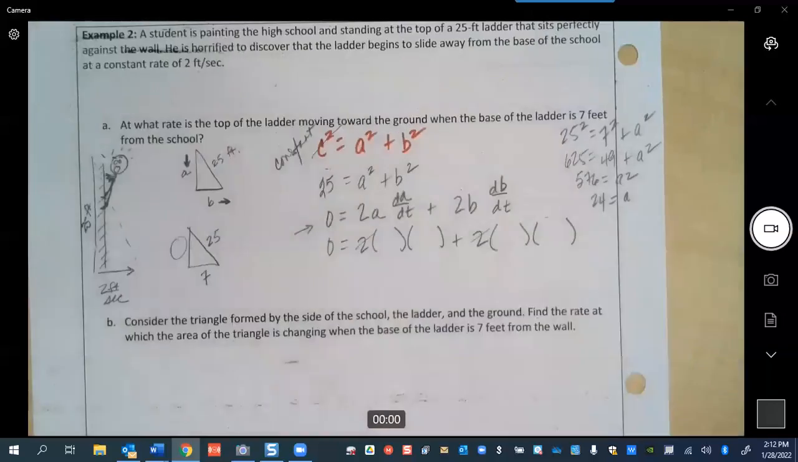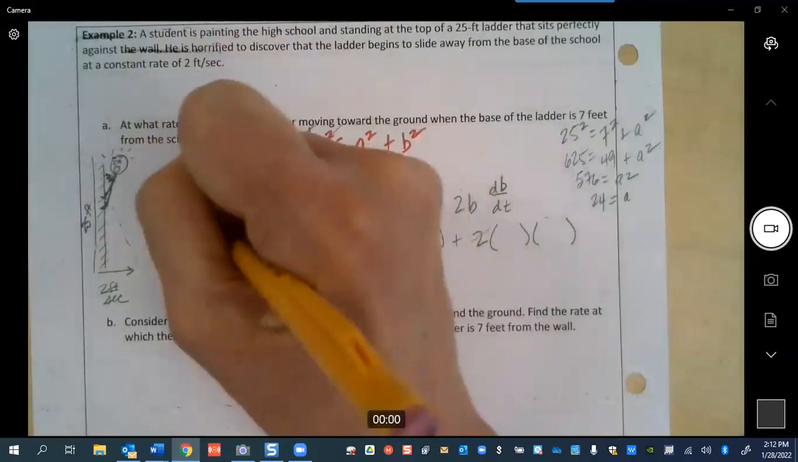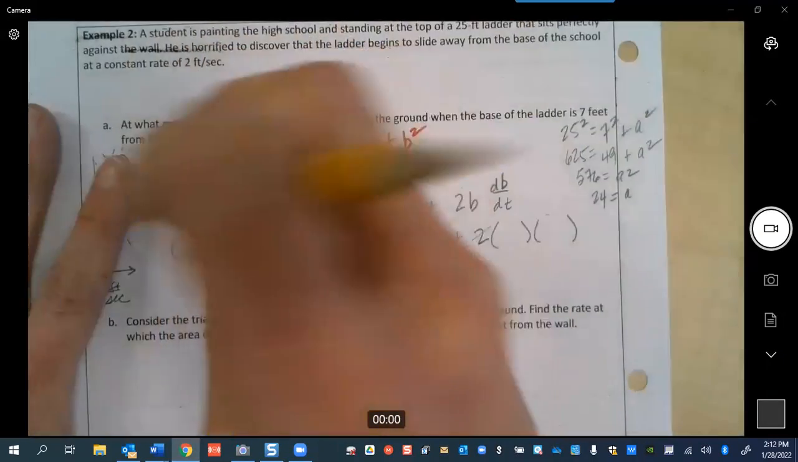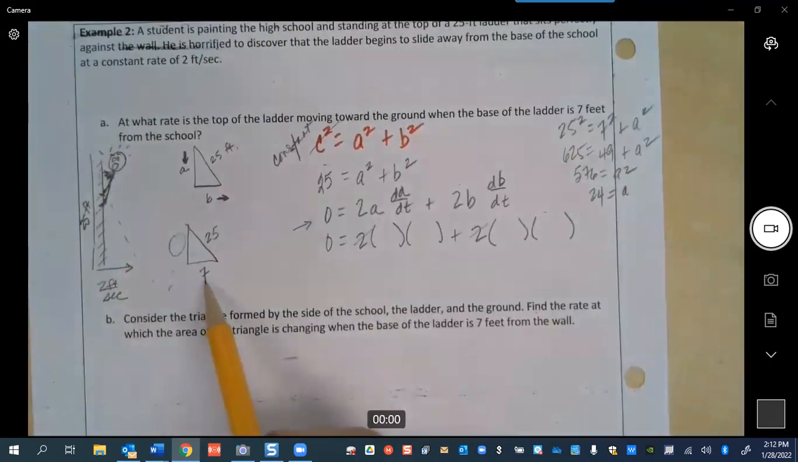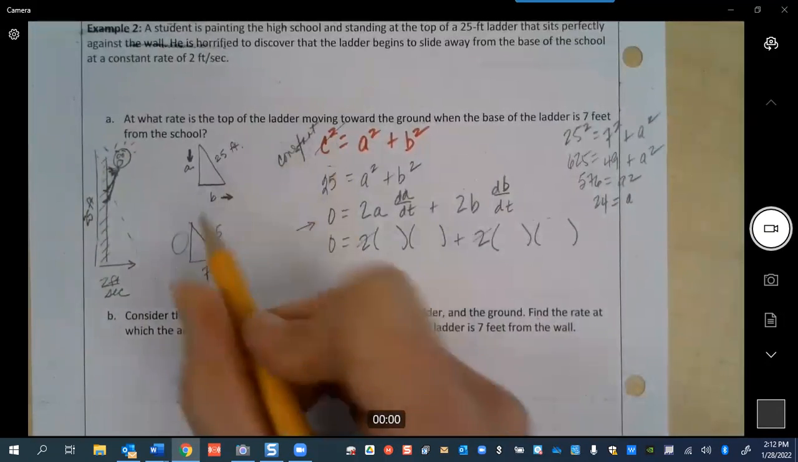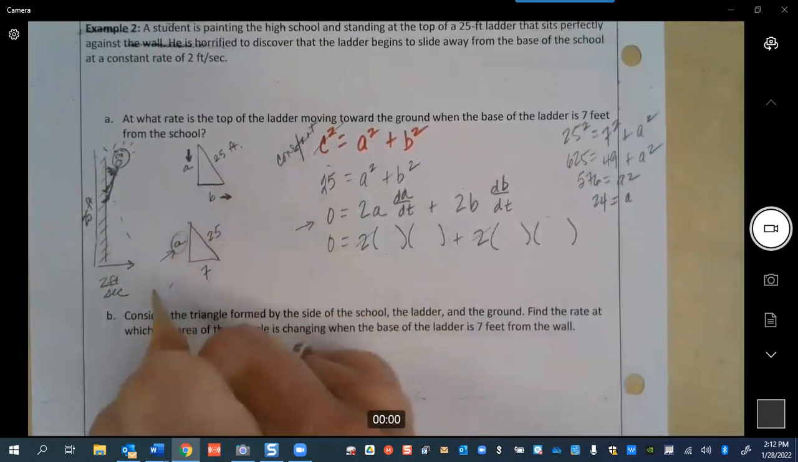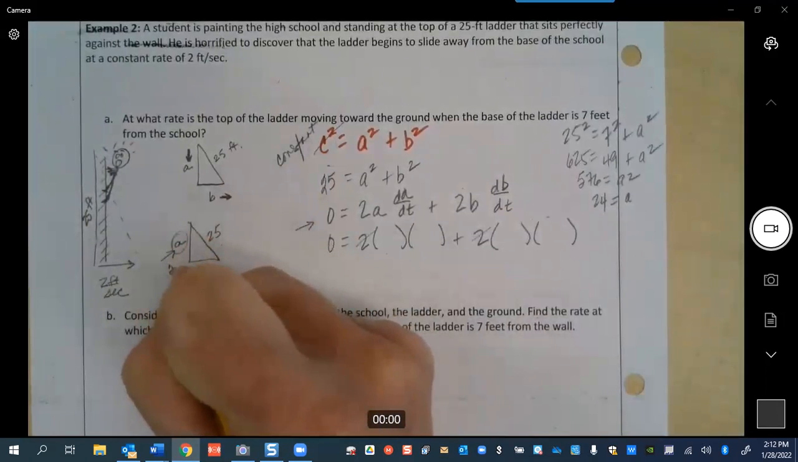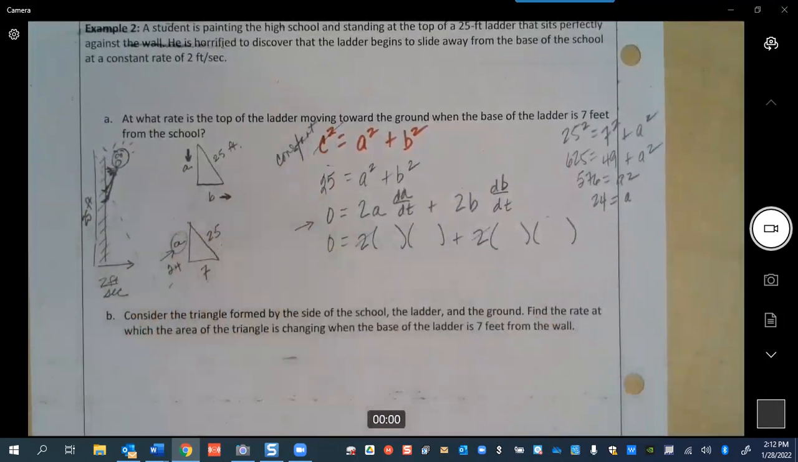So here's the story that you need to understand. When this has a value of 7, this has a value of 25, and this A value has a value of 24. At that second, the height that the ladder is on the building is 24. Is that height decreasing or increasing? It's going to be decreasing. Don't be surprised if your rate of change is negative, right?